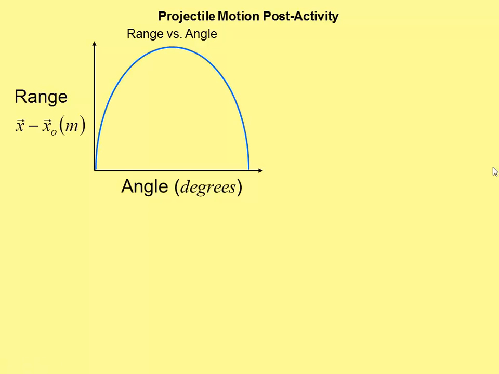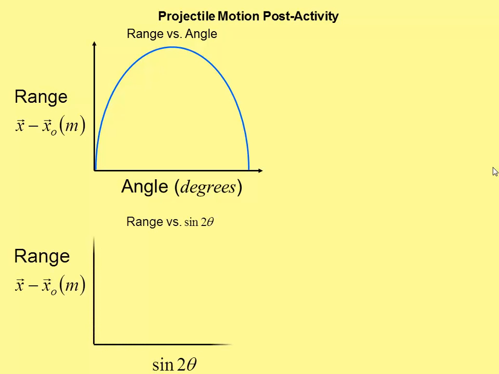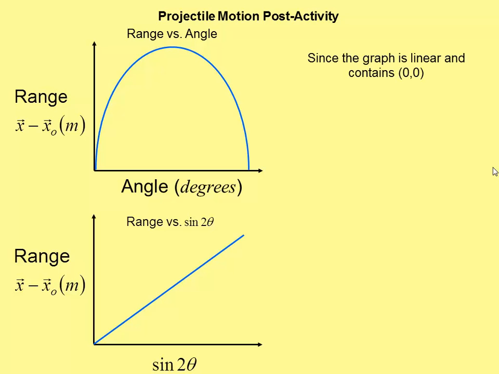So what did it take to linearize that graph? That wasn't really obvious, so I helped you along by choosing something for you. But when we graphed range versus the sine of 2 theta, that gave us a straight line. Since that straight line was both linear and went through 0, 0, we can say that the range, the horizontal displacement, is proportional to the sine of 2 theta. That's not obvious, and that's why I helped you out a little bit here, although we'll see why it comes out in a little bit. We'll prove that that's the proportionality.